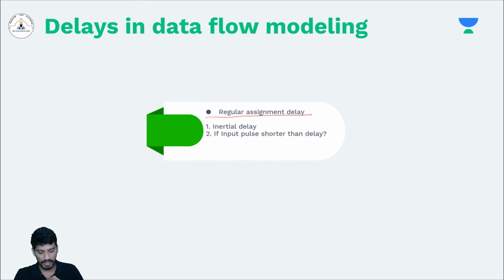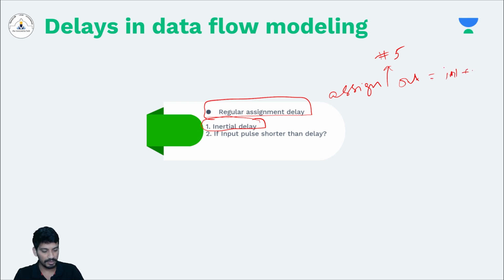In the regular assignment delay, we have a property called inertial delay. What I mean is, let's say you want to assign a delay to the output of, let's say, 5 nanosecond. Delay to the output 5 nanosecond for input 1 plus input 2. So what does this do? It will evaluate this expression after 5 nanoseconds. So how does this happen?